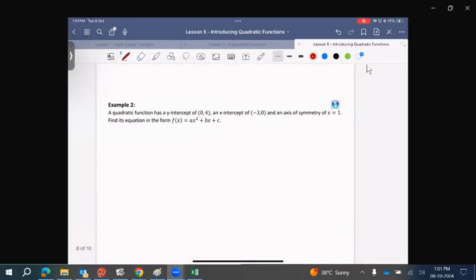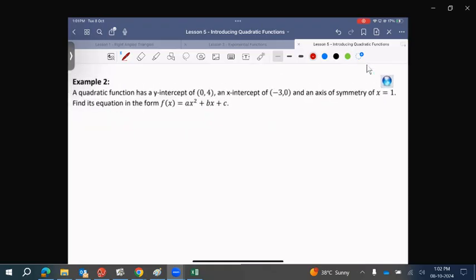Okay. Here we have a bit of a problem-solving question. A quadratic function has the y-intercept 0, 4, an x-intercept of minus 3, 0, and an axis of symmetry of x equals 1. What's its equation going to be? How can we do this? Discuss with the people next to you for a minute. How can we solve this? What could we do here?